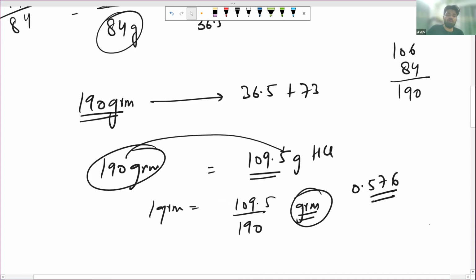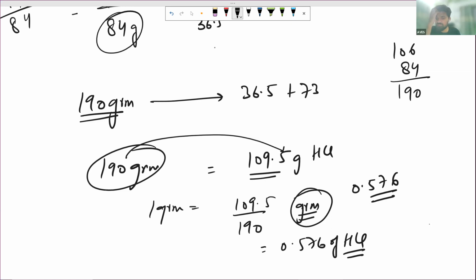Okay. Now, if you have 190 of this one, you require this much amount. If I ask you, in simple terms, that you do not have 190 but only 1 gram of this one, how much HCl will be required? The ratio: if for 190 grams this requires this much, then for 1 gram the 190 comes down, and you will get 0.57 grams of HCl. You understood? Okay. Now, you exactly need this amount of HCl.